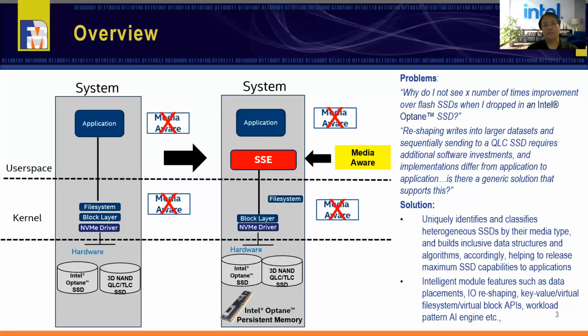For example, for Optane 3D XPoint, I want to place data with write in place instead of append and write. Whereas on the flash SSDs, I want data to append and write, especially for QLC. I want append and write to the QLC, so make sure the data is sequential to the QLC drive. So basically, we do smart, intelligent data placement and reshaping.